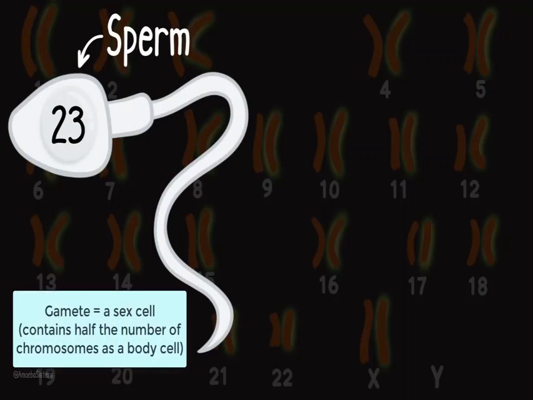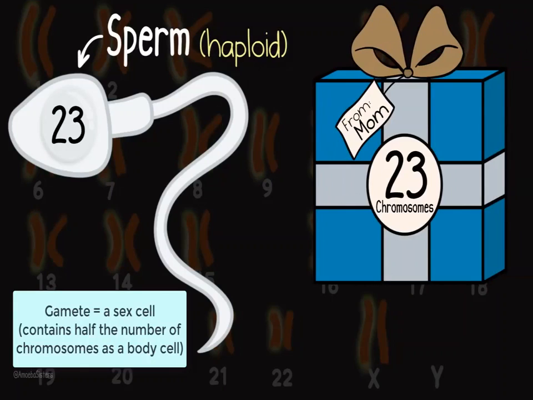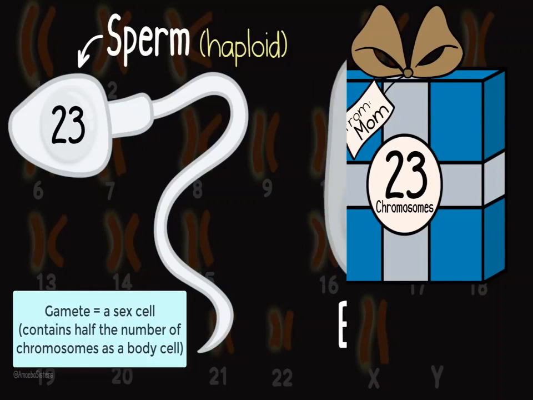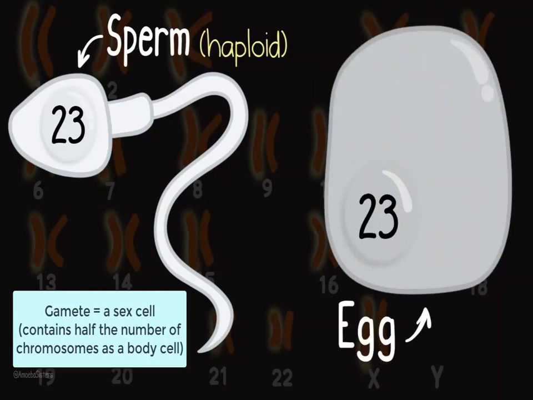Unlike body cells, gametes have half the number of chromosomes as body cells. Sperm cells are considered haploid because they only have one set of chromosomes. The other 23 of the chromosomes came from the mother, contained in an egg, which is also a gamete. An egg cell is haploid because, like the sperm cell, it contains only one set of chromosomes.